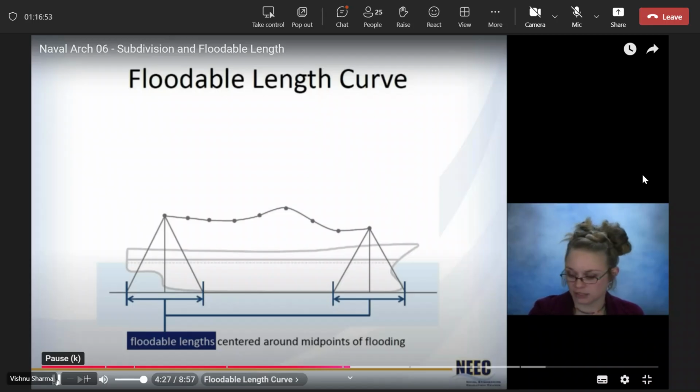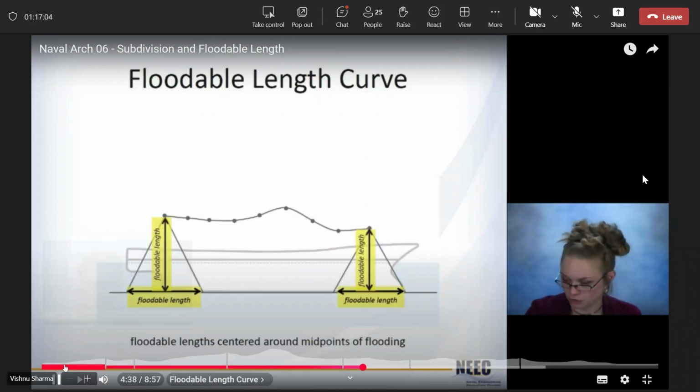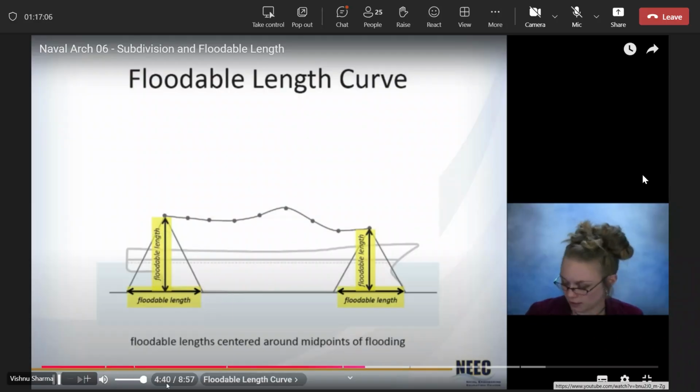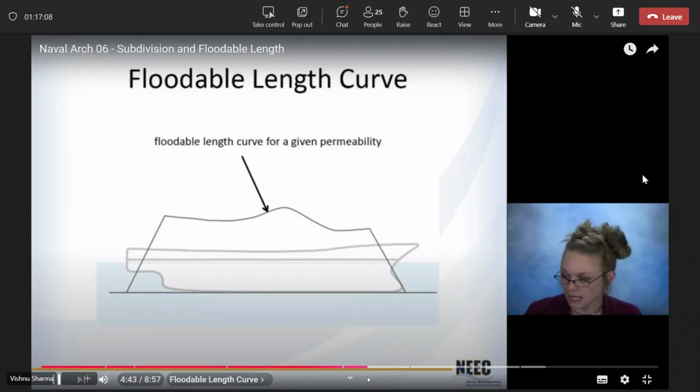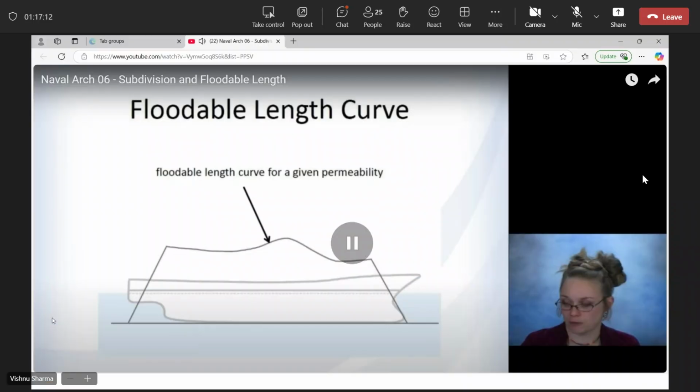Remember that the floodable lengths are centered around the midpoints of the flooding. Okay, right here. You can take that and draw these little triangles, and these will come into play in a little bit. But generally speaking, you draw floodable lengths and connect them with triangles here. And then, once you clean it all up, this is the floodable length for a given permeability.